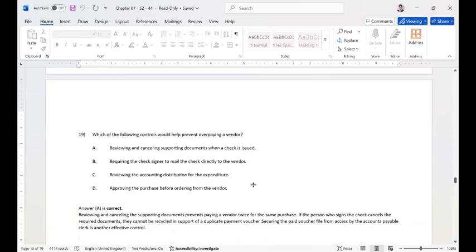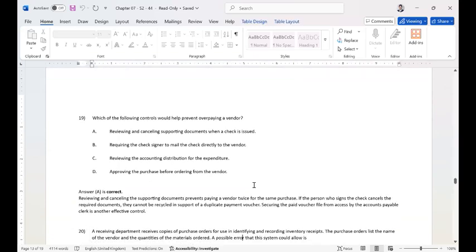Now we place a purchase order. No? Before ordering from the vendor, yes, but that has nothing to do with payment. Reviewing and canceling the supporting documents prevents paying a vendor twice. So it cancels the required document, and they cannot be recycled. Yes. Securing the paid voucher file: once the payments are paid, you don't allow it to get into the hands of the accounts payable staff. They don't have access to the supporting documents.